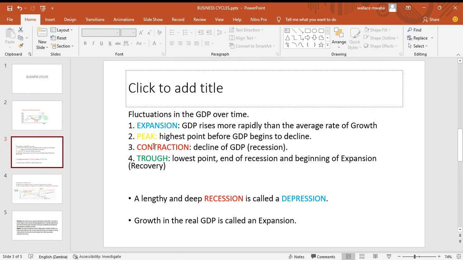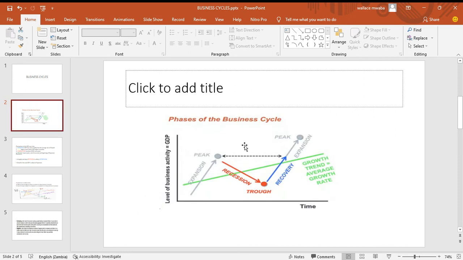Then contraction is the decline of the GDP, which is also called a recession. And a prolonged recession is called a depression. And then finally, we have the trough, which is the lowest point, the end of the recession and the beginning of an expansion, which represents recovery. So as you can see, the cycle begins from peak to trough and to peak. So that's how the cycle goes. Peak to trough and peak.